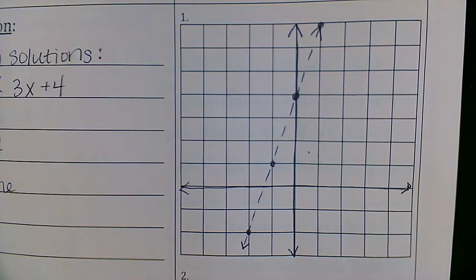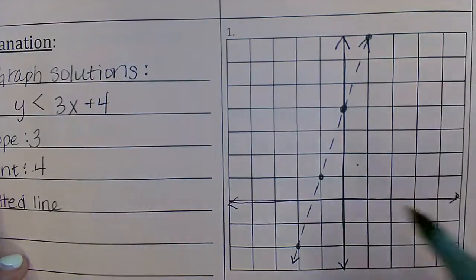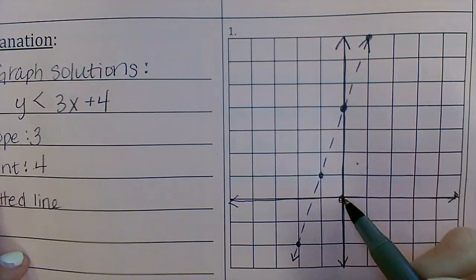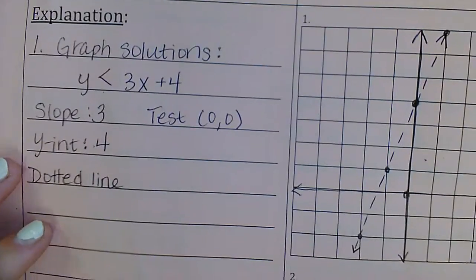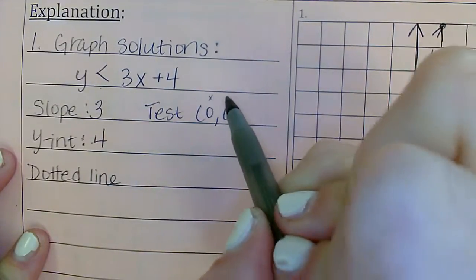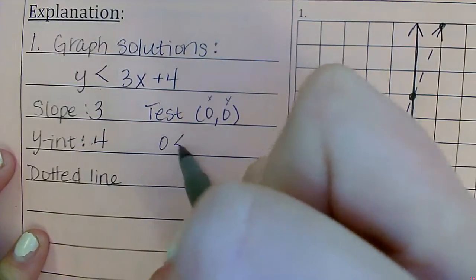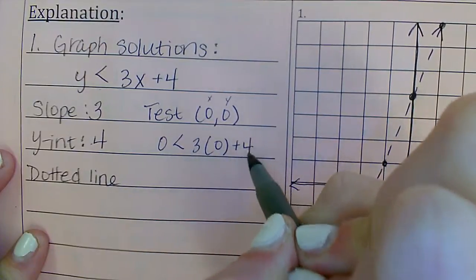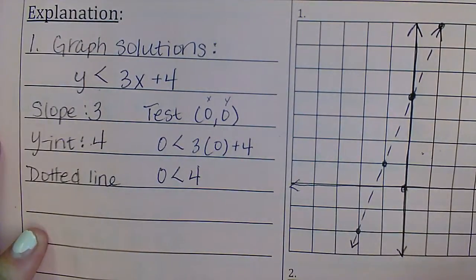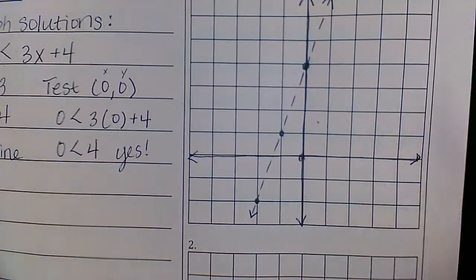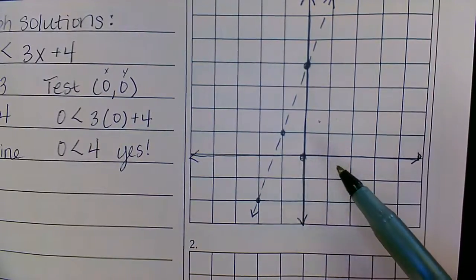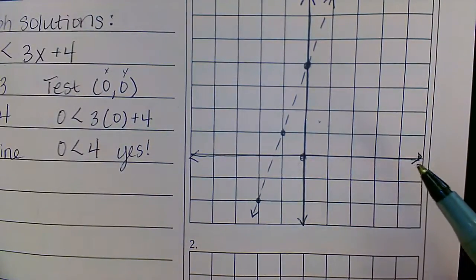Would anyone like to suggest a point to test? Sean, go ahead. Sean suggested 0, 0 because we don't want to make our life hard on ourselves. So let's test 0, 0. If I plug this x value and this y value back in, I get 0 is less than 3 times 0 plus 4. I get 0 is less than 4. Is 0 less than 4? Yes. If I know that this point is a solution, who can tell me what that means I'm going to do?